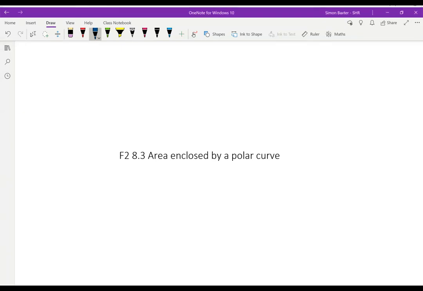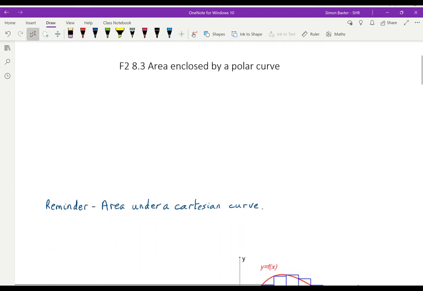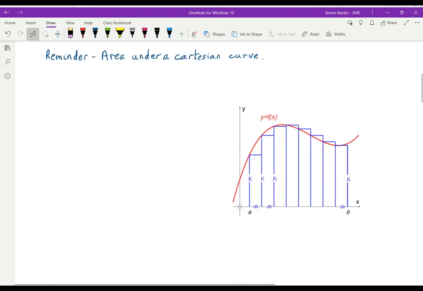Today, I want to look at the area enclosed by a polar curve. But before we go ahead and look at that, let's remember what we did when we were looking for the area under a Cartesian curve. The first time that you met this, you will have seen just some sort of curve, and the question is, how can we find the area under the curve between A and B?